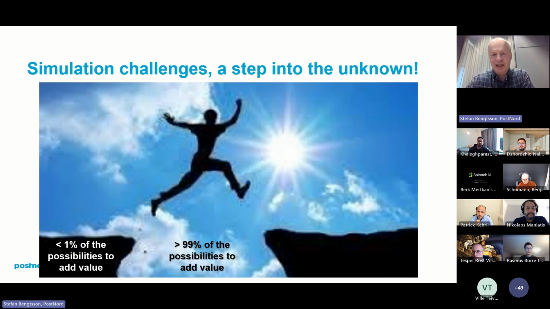Simulation is basically about handling uncertainties and taking a step into the unknown. But I see a tendency, also from people within the profession, to stay on the safe side, to only address problems where we have lots of data, to only address problems where we in a controlled way can verify and validate.